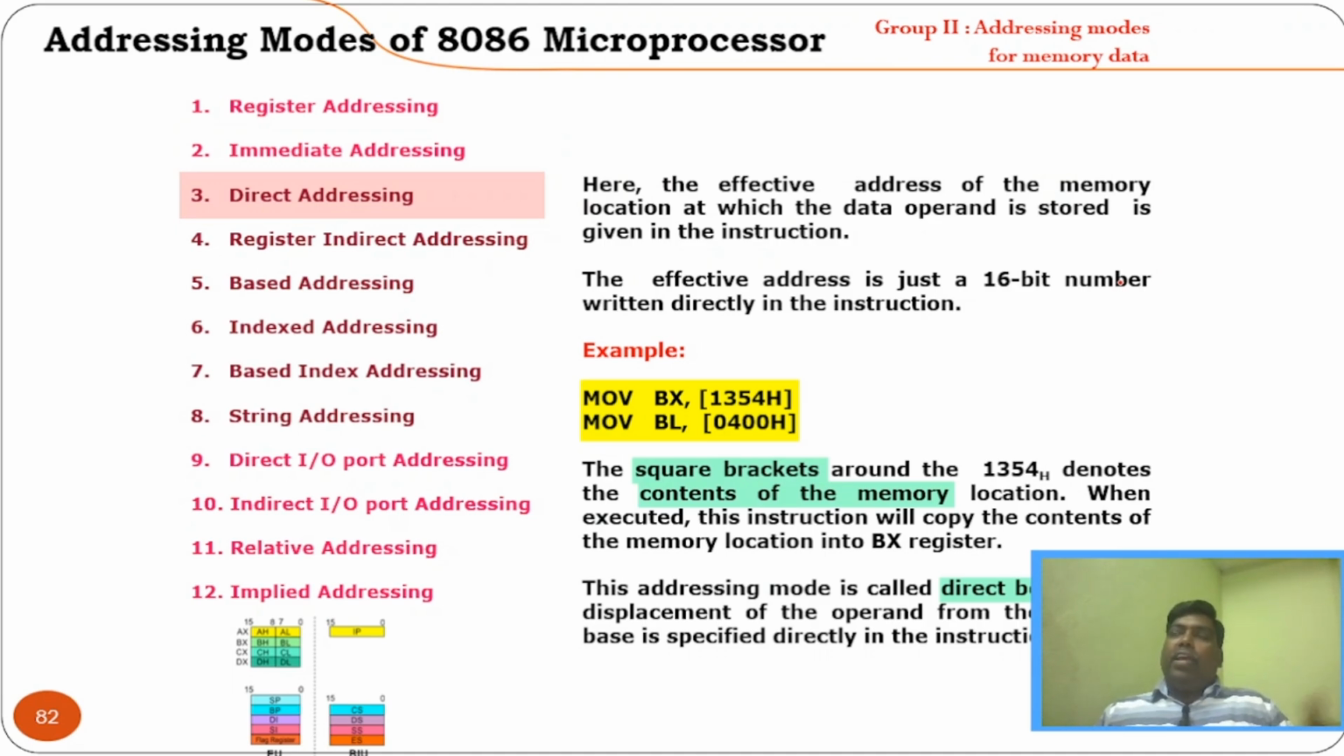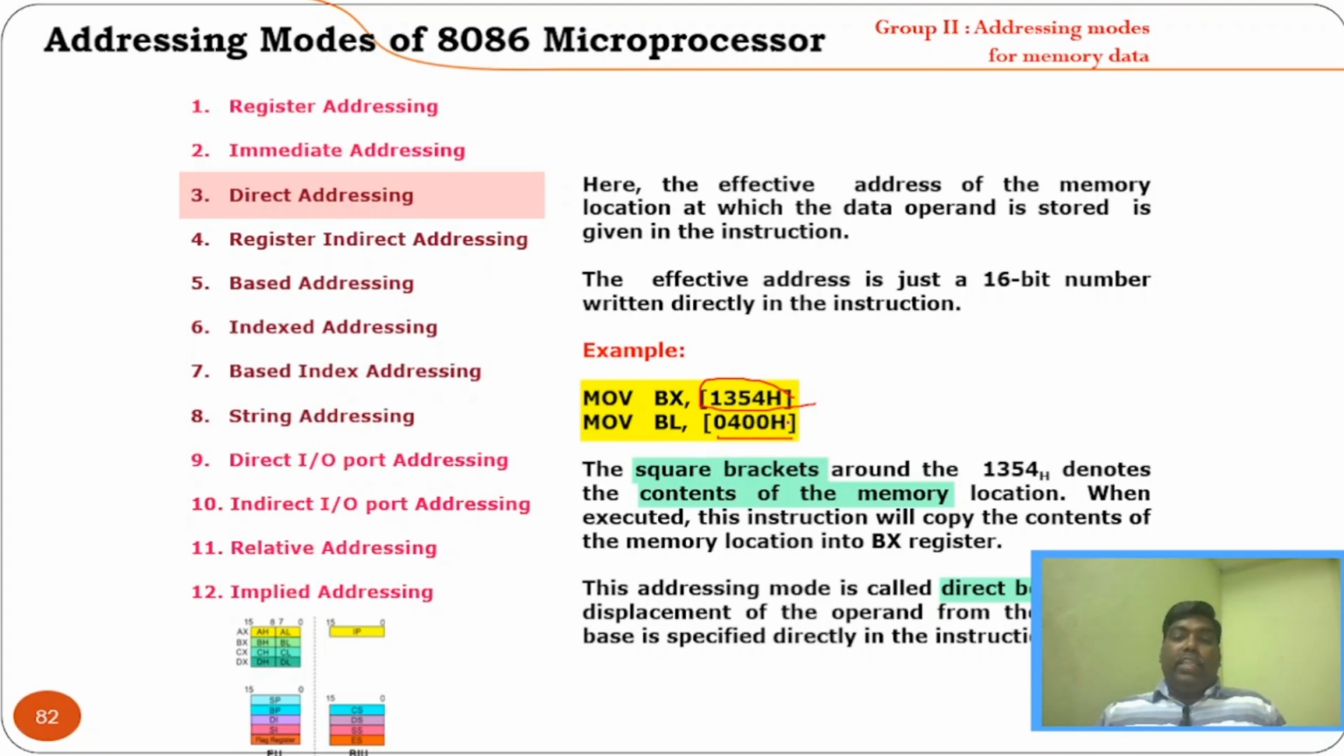Instead of data, if we give the memory location directly in the instruction, you can see here this is a memory location and this is another memory location, right? So whenever this memory location is directly given, that is called direct addressing. So what will this instruction do?